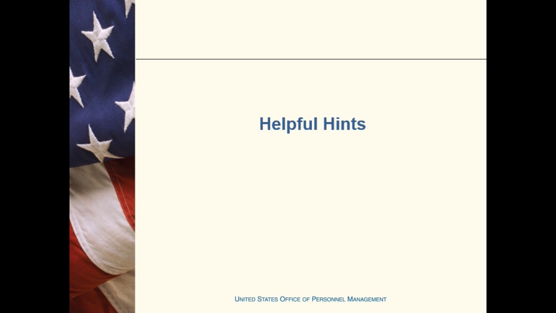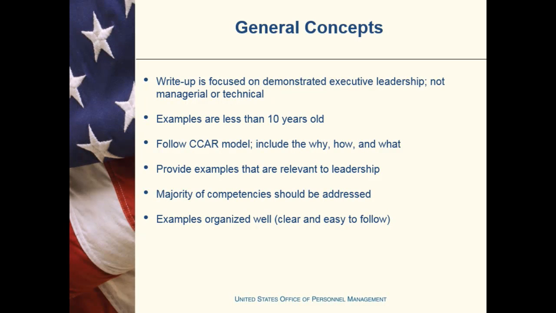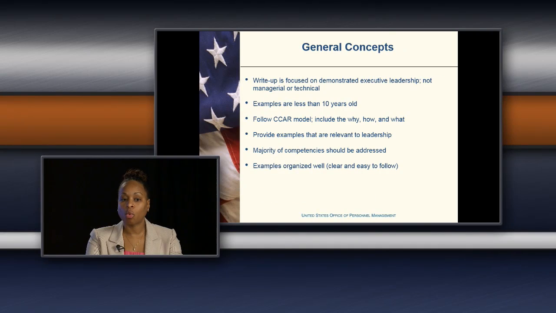Some helpful hints to get through the writing of the ECQ narrative. You want to always ensure that the write-up is focused on demonstrated executive leadership. It is not focused on the managerial, supervisory, or technical aspects. Examples should be no more than 10 years old. Follow the CCAR model as it explains the why, the how, and the what. And you want to provide examples that are relevant to leadership. We address the competencies that should be talked about, a majority. Many think that because there are 28 competencies, 15 competencies out of 28 is a majority. That is not correct. A majority is 20 or more competencies. You also want to ensure that your examples are organized, clear, and concise.